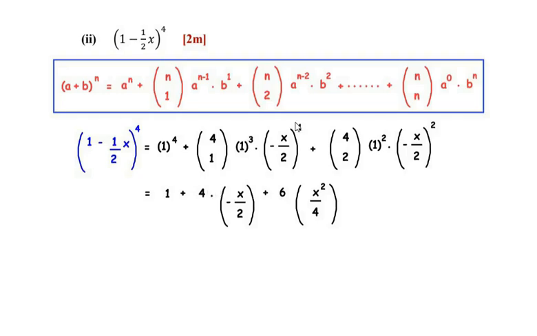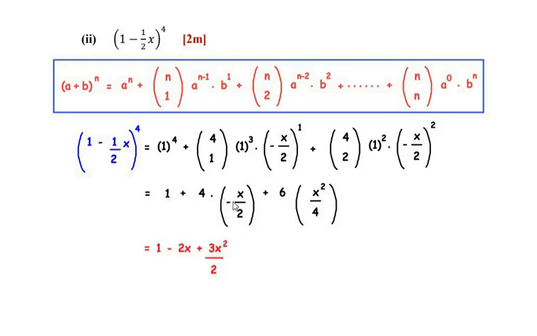Now this is an odd power with a negative term. So it stays as negative. So x to the power of 1 is x over 2 to the power of 1 is 2 plus now 4c2 gives us 6 times 1 square is 1 itself times now square of a negative term makes it positive and this power gets distributed to numerator and denominator giving us x square over 2 square which is 4. Now further simplifying this we get 1 stays as it is.